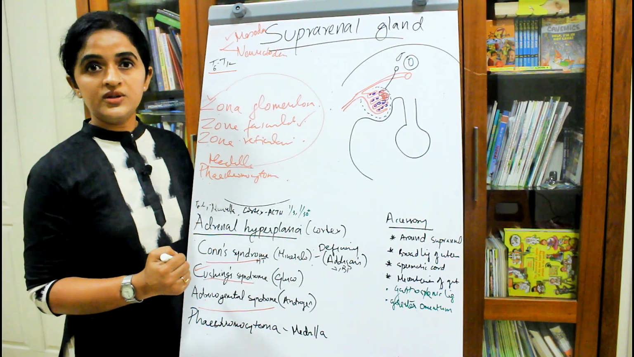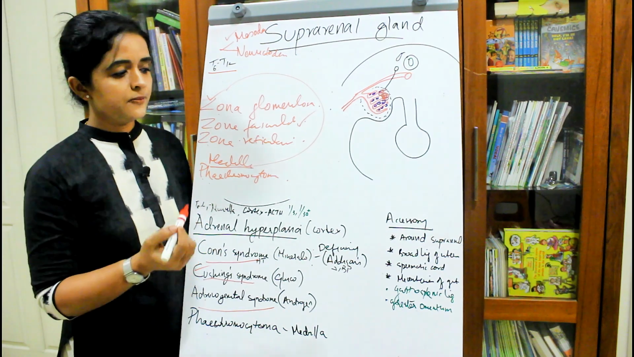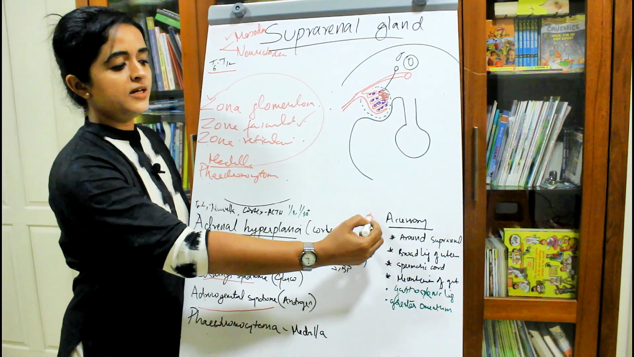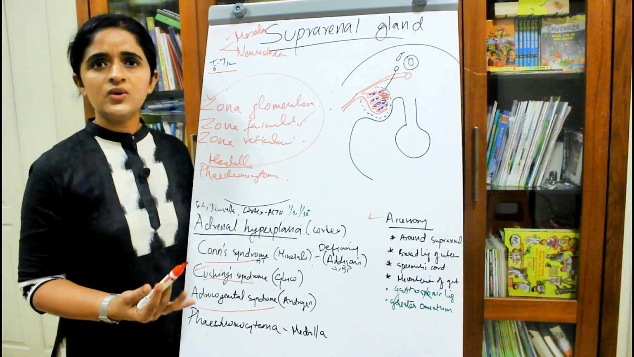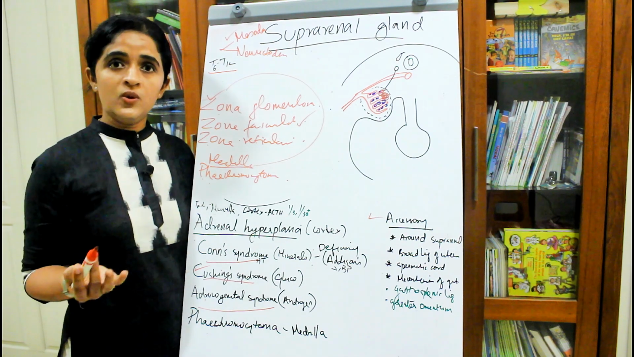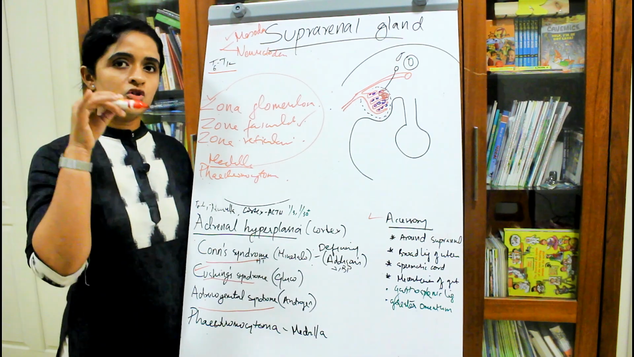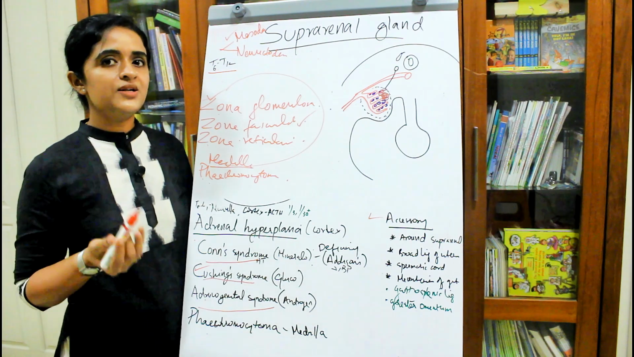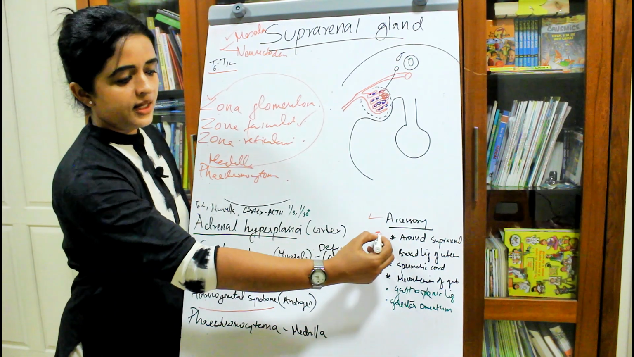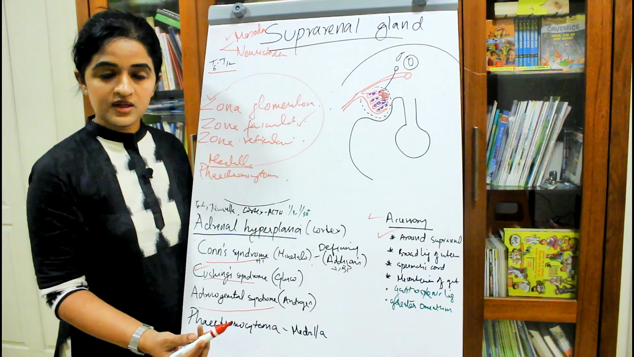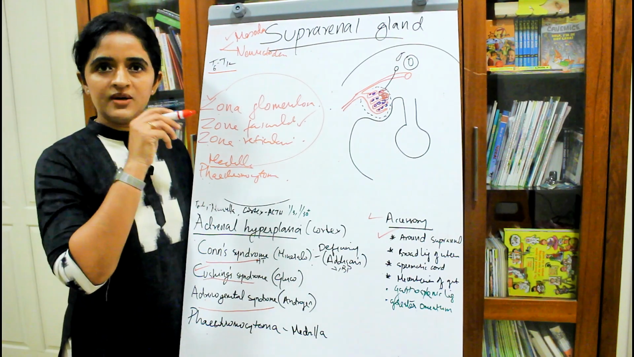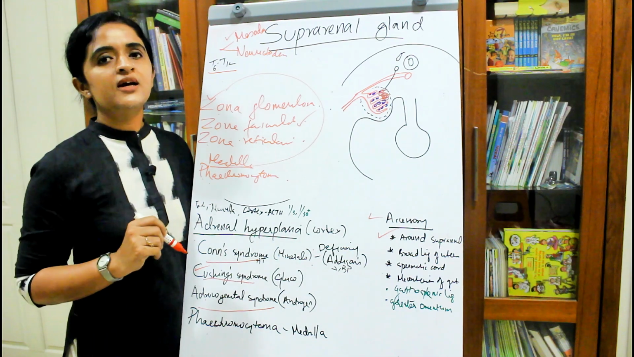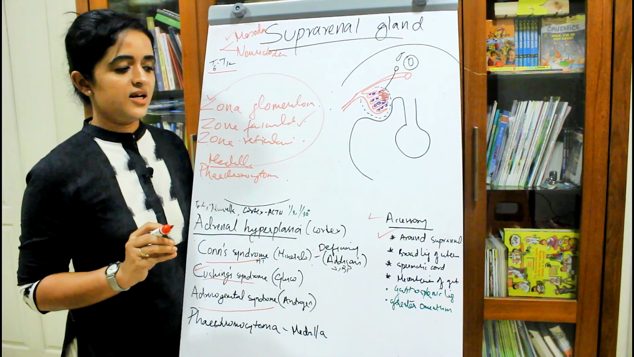So this is about the developmental abnormalities. Now coming to accessory suprarenal glands. Can you expect suprarenal gland anywhere other than on top of the kidney? Where else can you expect it? You can expect accessory suprarenal glands around the main suprarenal gland. Around the main suprarenal you might get some bits of accessory suprarenal glands.